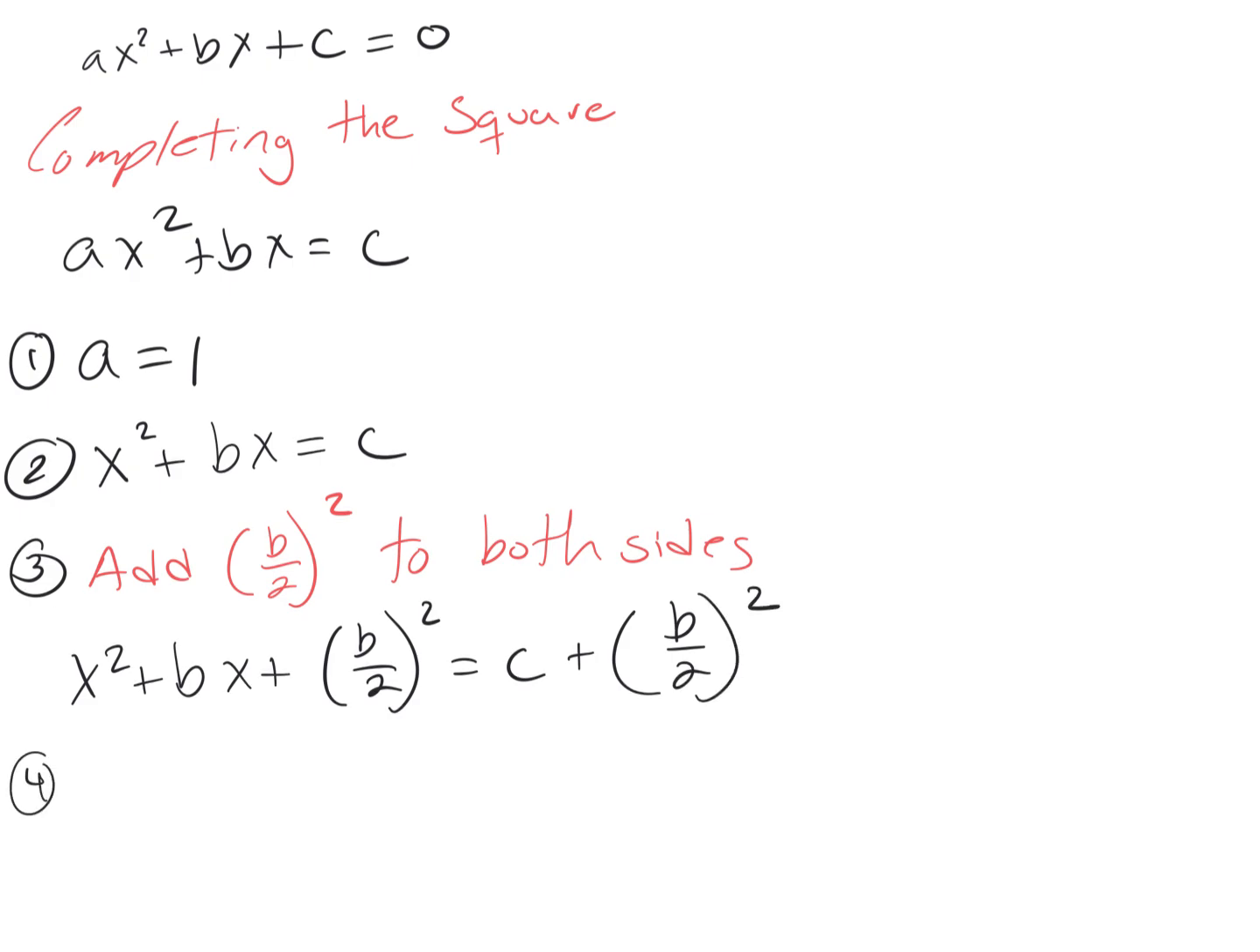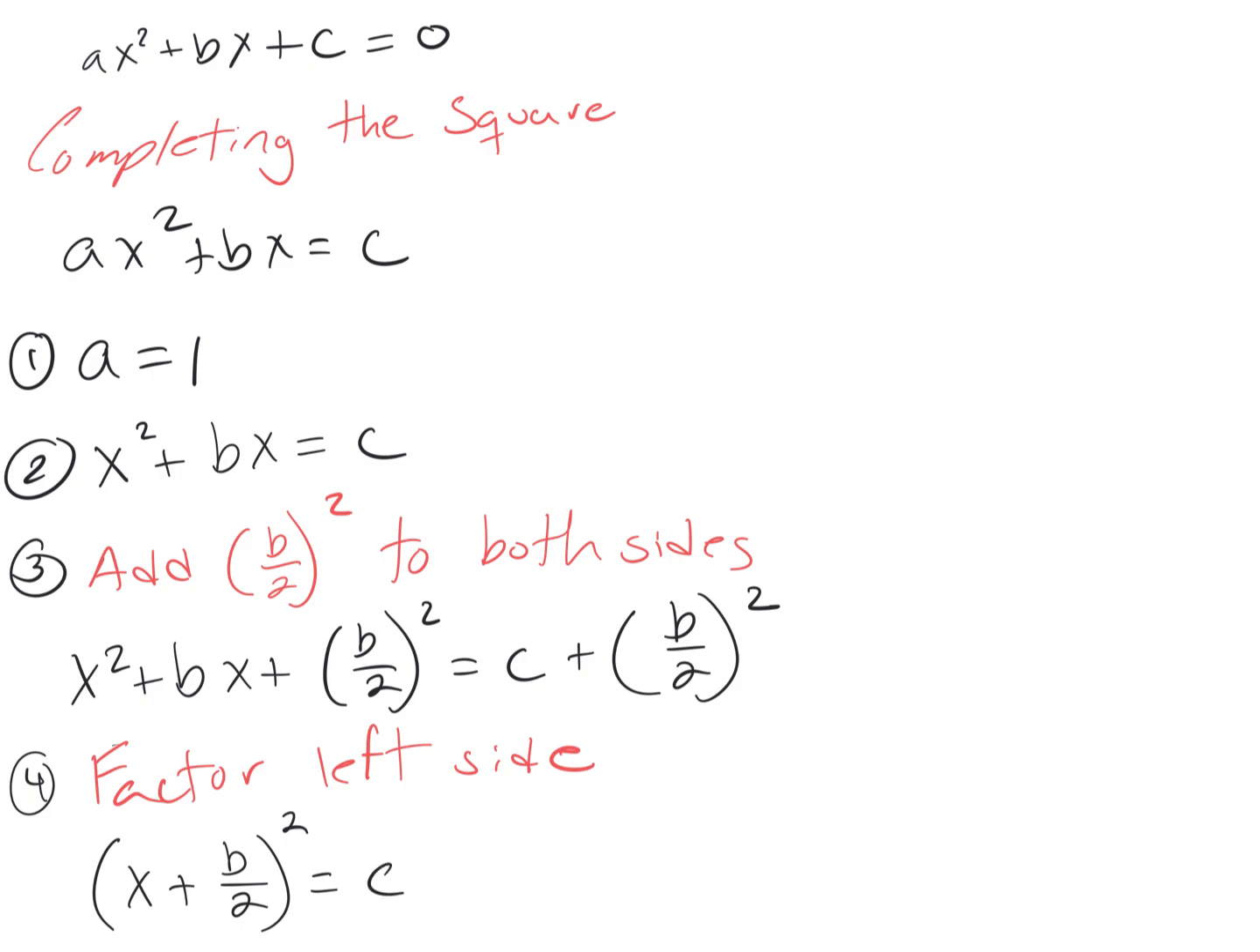Step number 4 would be to factor the left side. Let me do that in red so it's coherent with everything else. So it would be to factor the left side into a perfect square. So that's where you would do the factoring that we already have done. And it's always going to be x plus b over 2 squared equals, now the right side is the same, c plus b over 2 squared.